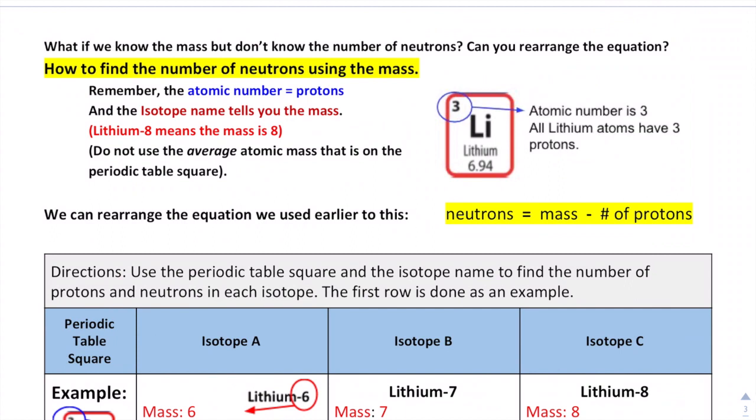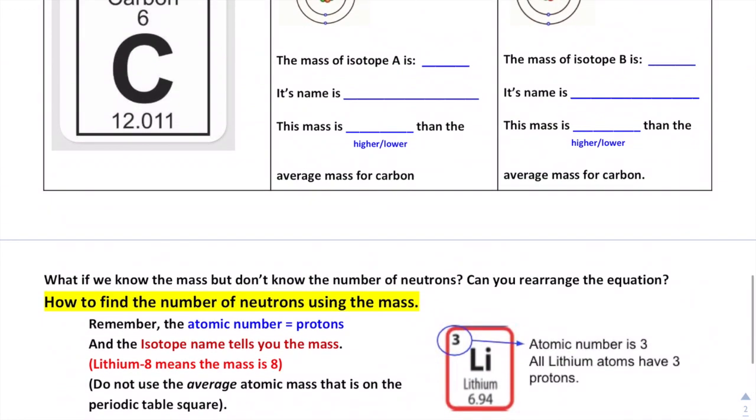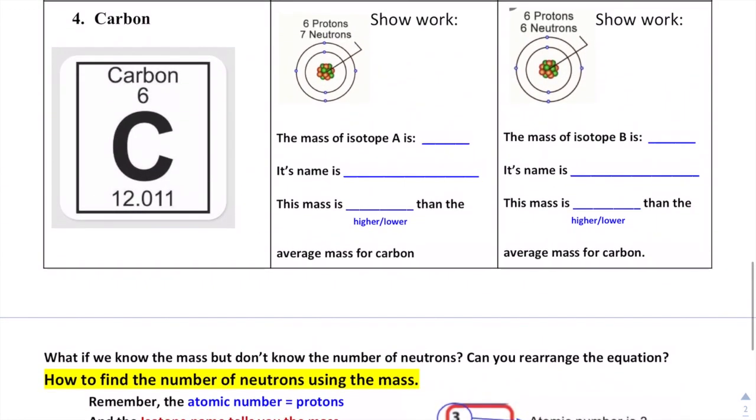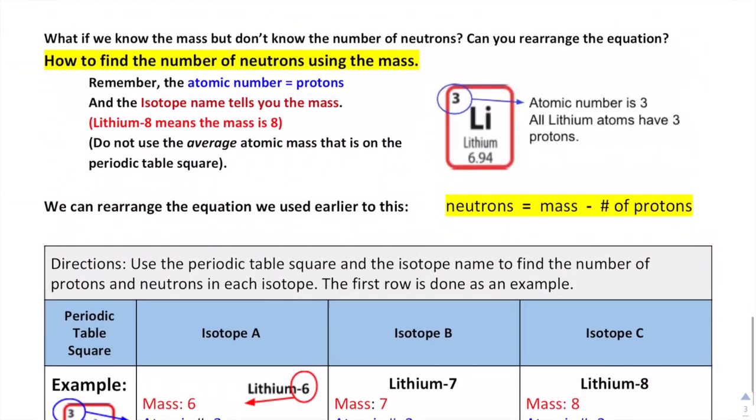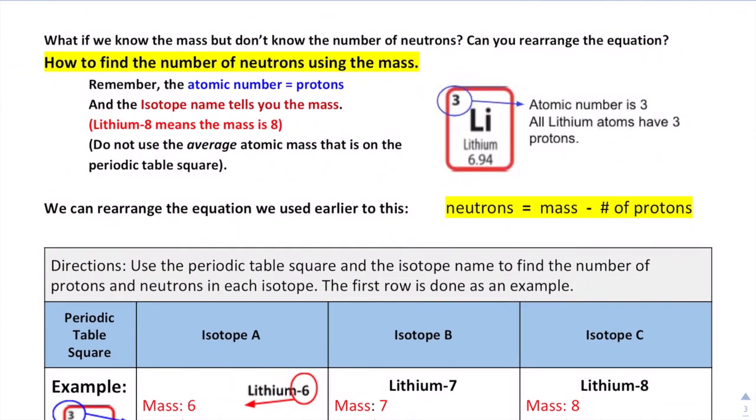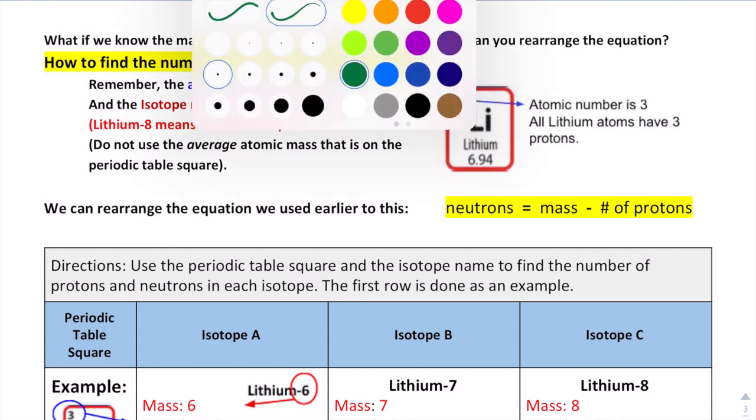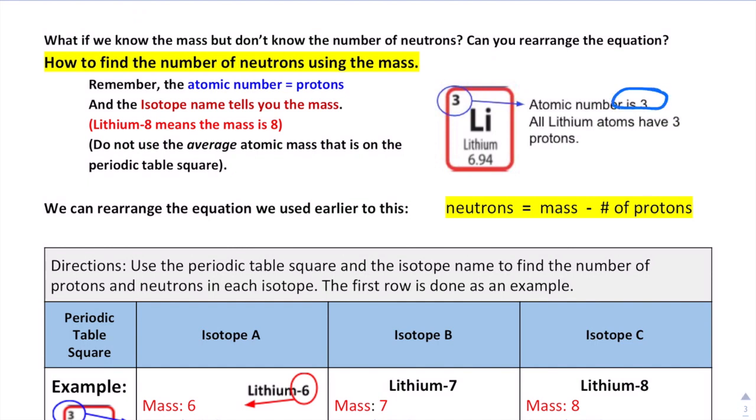What if we know the mass but don't know the number of neutrons? Can you rearrange the equation? So up here, we knew the protons and neutrons, but we didn't know the mass. But what if we know the mass? So how to find the number of neutrons using the mass? Remember, the atomic number equals the protons. So here the atomic number is 3. So that means the protons are always 3 for lithium.